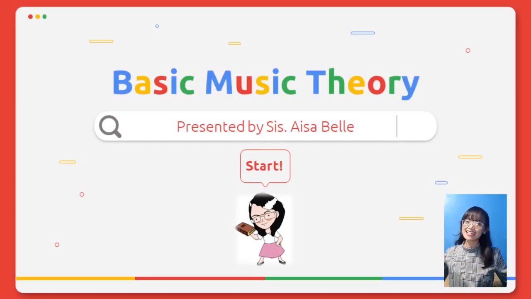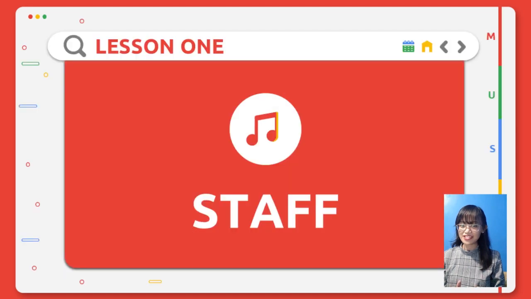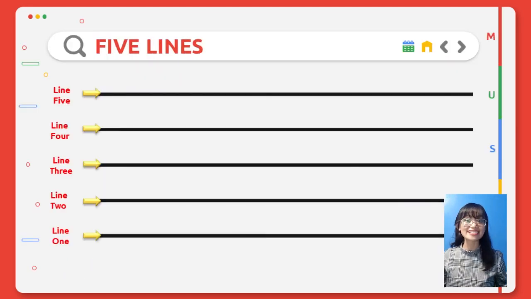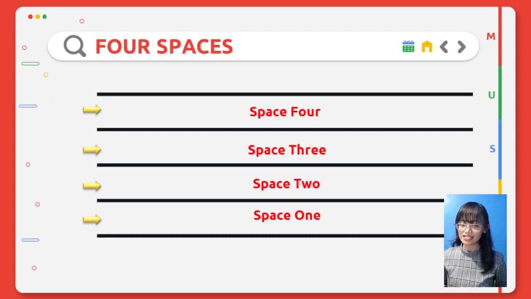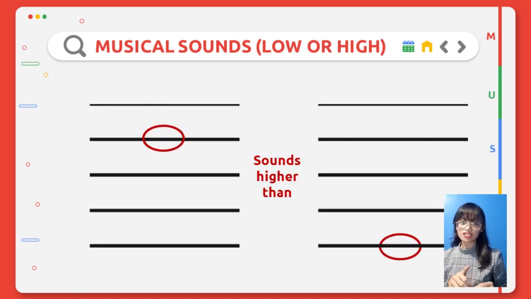And we're back. Again, I'm Sister Avi. For those who just tuned in, I'm going to do a quick review. First, music is written on a staff, and staff has 5 lines, and also it has 4 spaces. So the position of the notes indicates its sound. So if it's written on the higher line, it indicates a high note. If nasa lower line siya or lower spaces, it means it is a low note.